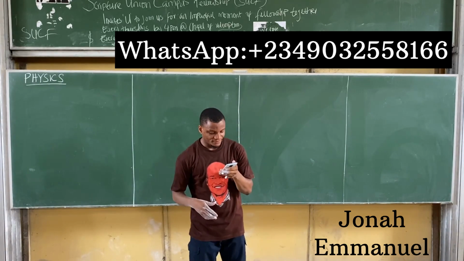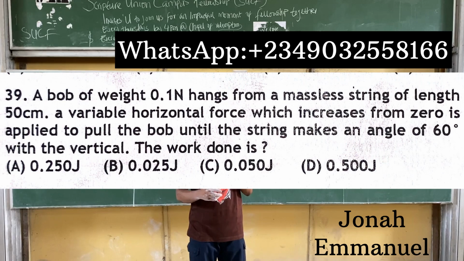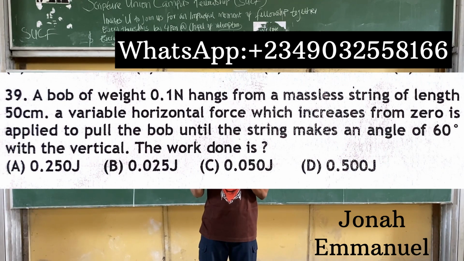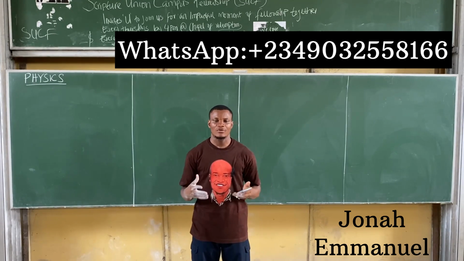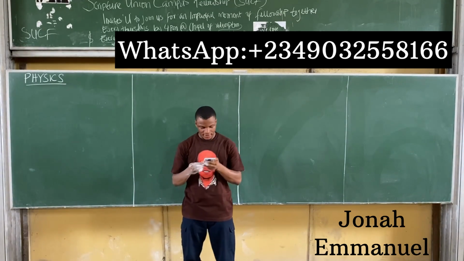The final question says, a bob of weight 0.1 Newton hangs from a massless string of length 50 cm. A variable horizontal force which increases from 0 is applied to pull the bob until the string makes an angle of 60 degrees with the vertical. The work done is question mark. All right, let's see how we can solve this question.